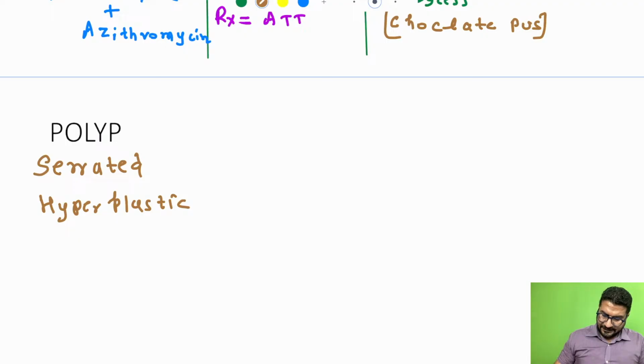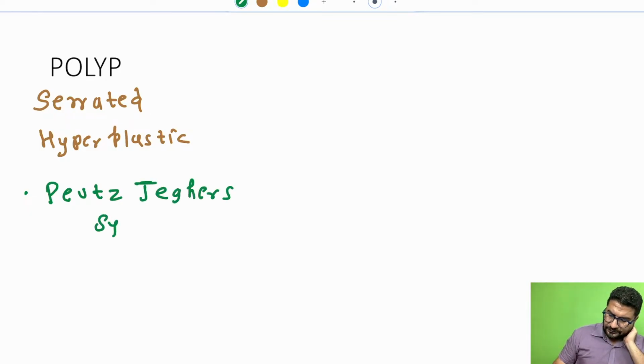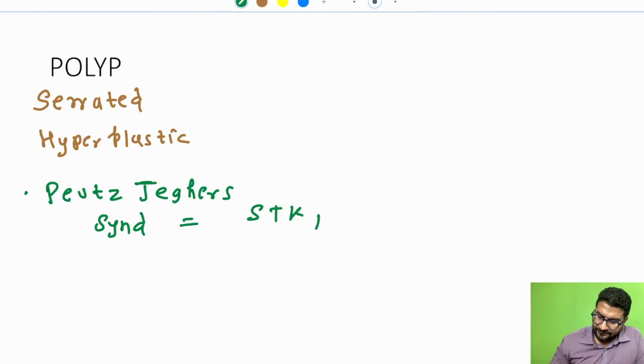Then we can have some syndromes which will have these polyps. They ask you syndromes in exam. First syndrome is called Peutz-Jeghers syndrome. Now look at this, this is a defect in STK1 gene. You will notice STK1 gene defect.